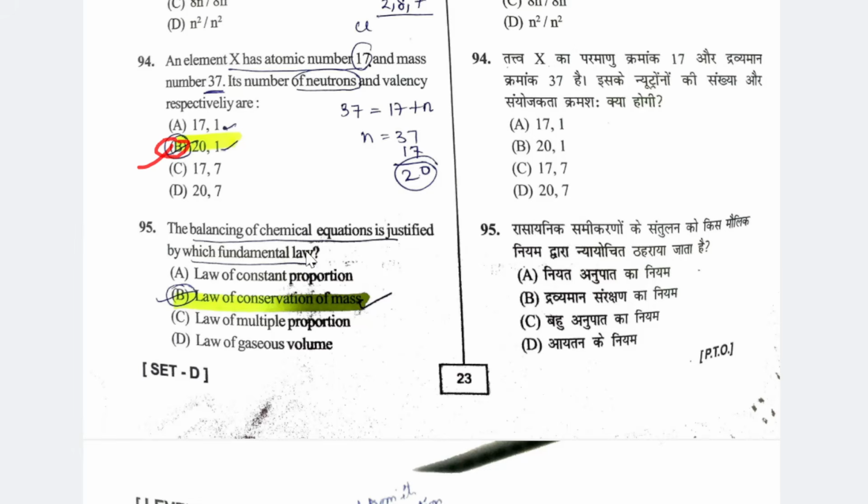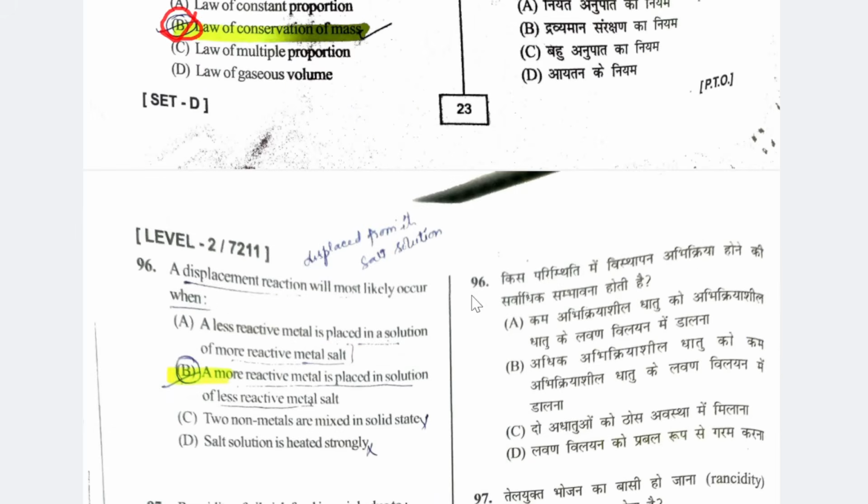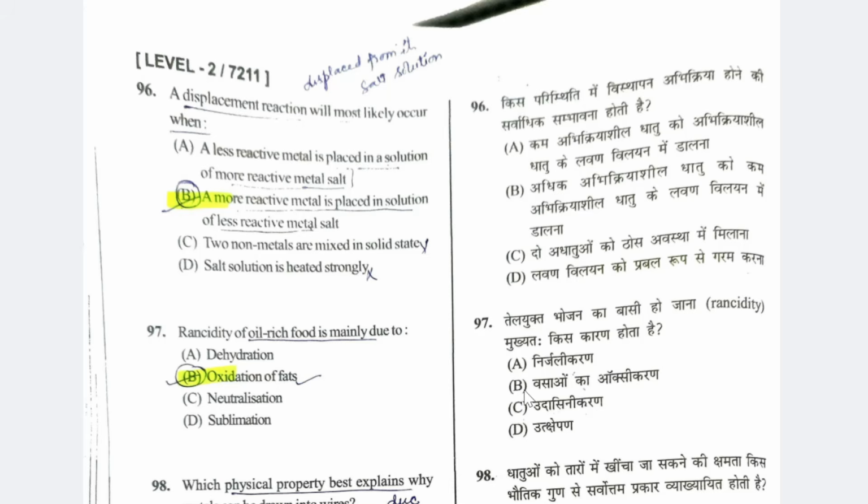The balancing of chemical equations is justified by which fundamental law? So it is justified by law of conservation of mass. Option number B will be the correct answer. Next question. A displacement reaction will most likely occur when? So the correct answer for this question will be option number B. A more reactive metal is placed in a solution of less reactive metal salts.